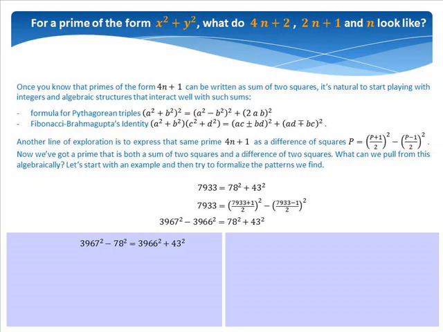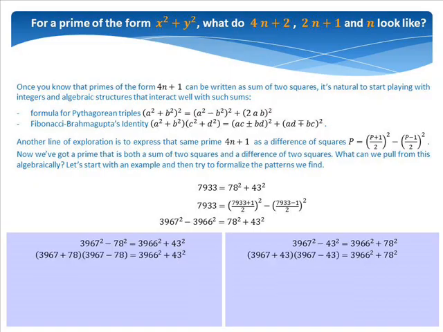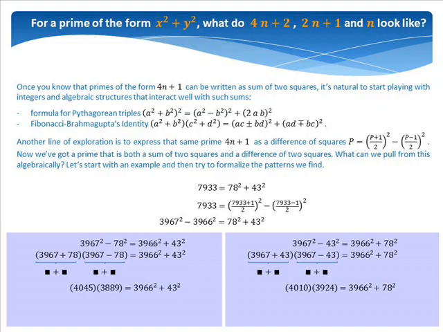On one side, 3967 squared minus 78 squared equals 3966 squared plus 43 squared. On the other, 3967 squared minus 43 squared equals 3966 squared plus 78 squared. Factoring the differences of squares and knowing that each resulting term must be a sum of two squares, we obtain 4045 and 3889 on one side, and 4010 and 3924 on the other.